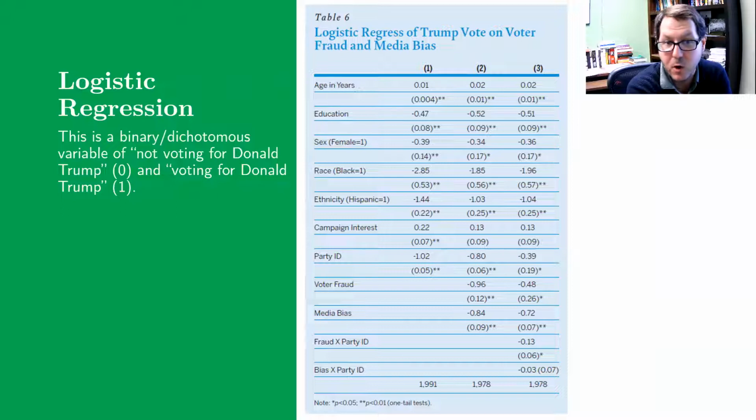And when we look at the voter fraud and the media bias, the more you believe that there's bias in the media, and the more you believe in voter fraud, the less likely you are to vote for Donald Trump, which suggests that that rhetoric maybe discouraged people from actually showing up to polls and voting for Donald Trump, which is what we were saying earlier, which is, I think, maybe an interesting story to tell.